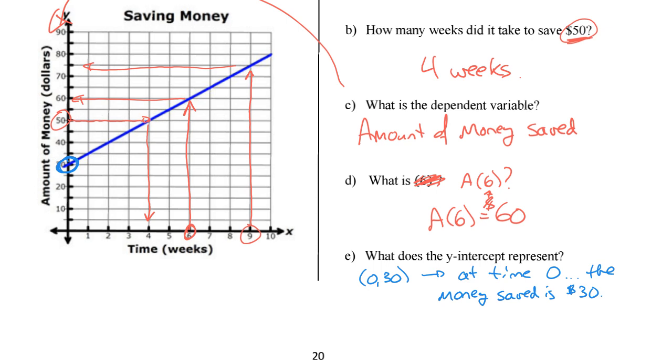So basically, and this is going to be true for a lot of applications where time is on the x-axis here, this is the initial, and that's the key word here, the initial amount of savings.